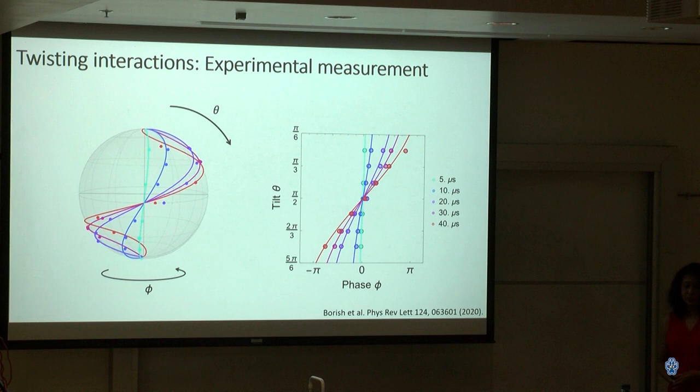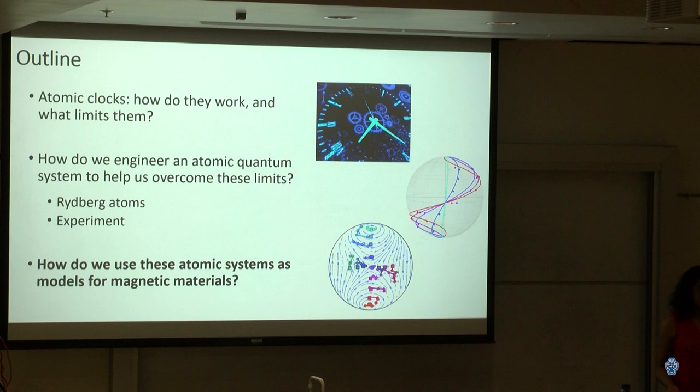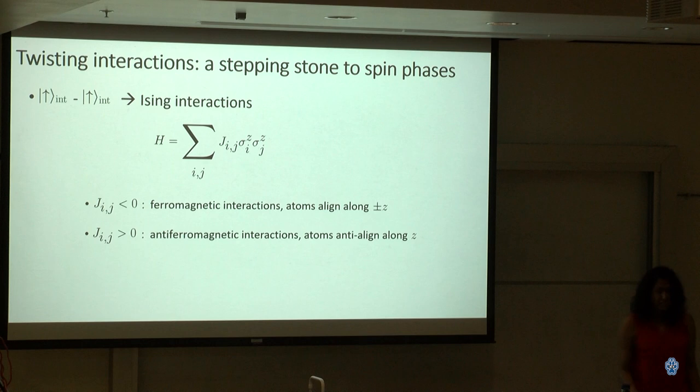So briefly now, I kind of want to take a quick step back, because we have this really cool interacting atomic system. We can measure a bunch of atoms in different states, and we can actually use these atoms as models for magnetic materials. This I'm going to talk about in the context of something that's really near and dear to my heart, which is that twisting interactions are a stepping stone to spin phases.